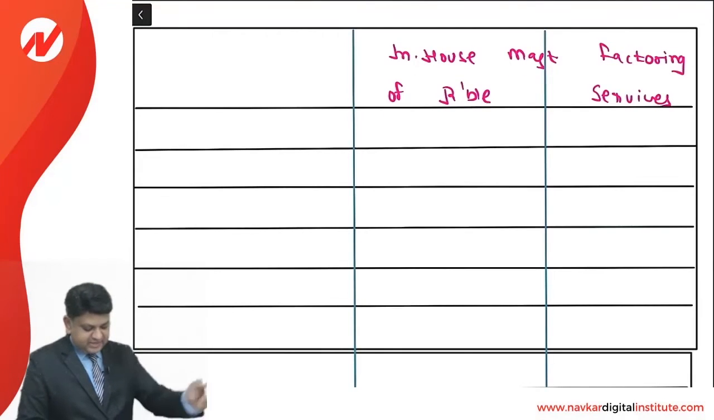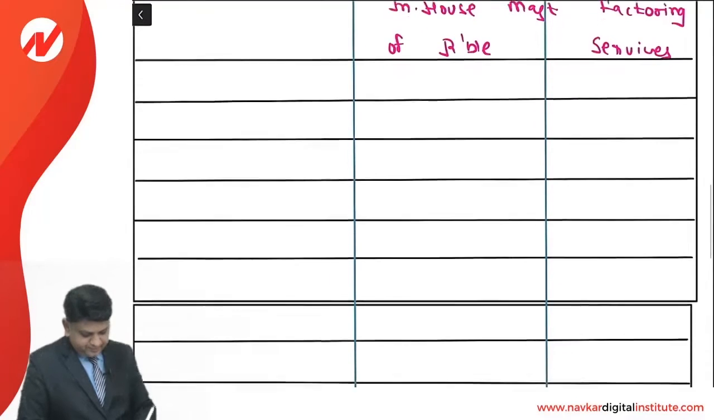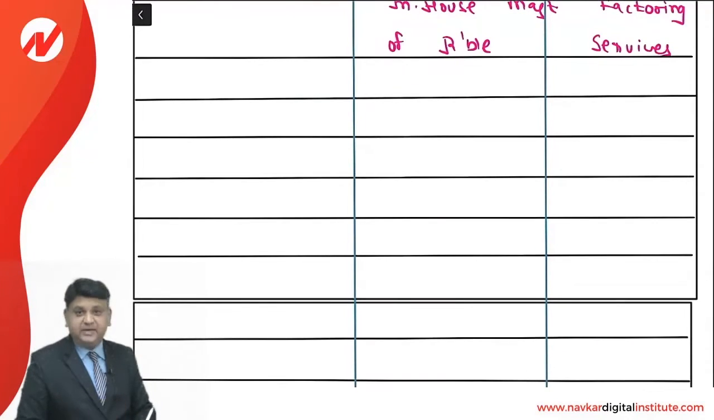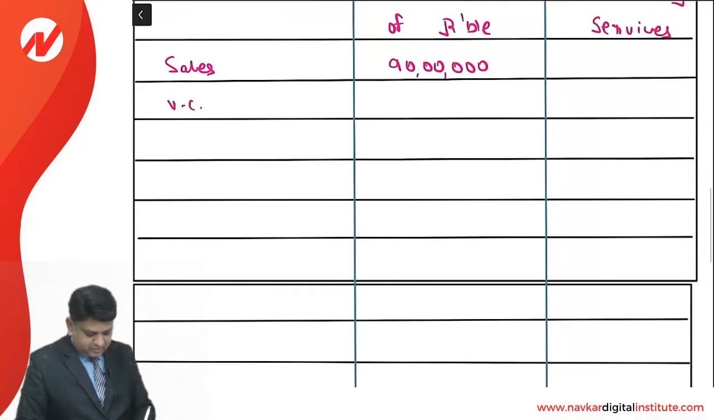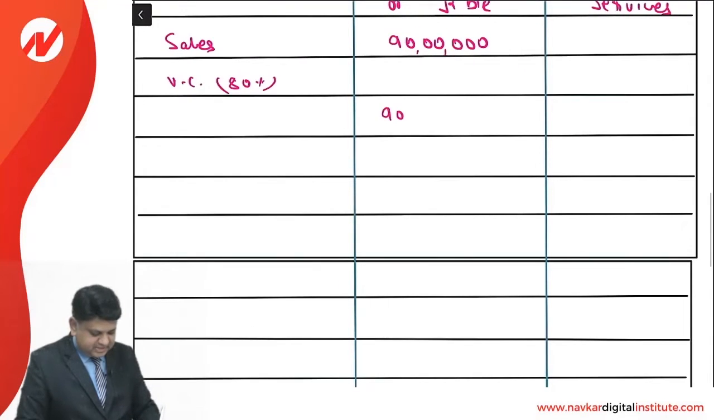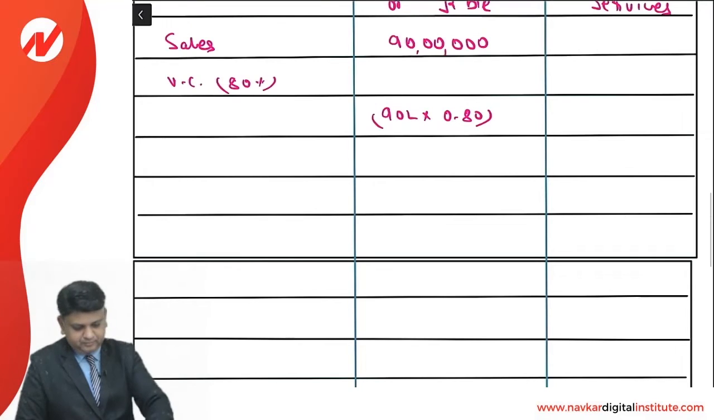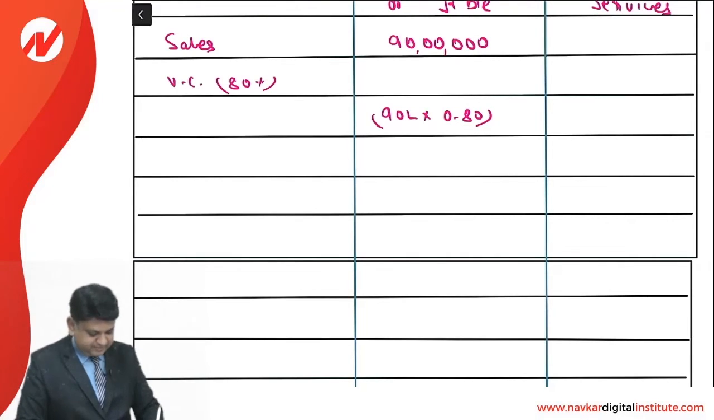So we start with the sales value. Sales value is given right now as 90 lakhs. Variable cost is 80% of the revenue. So use your calculator. 90 lakhs into 0.8. That comes to 72 lakhs.